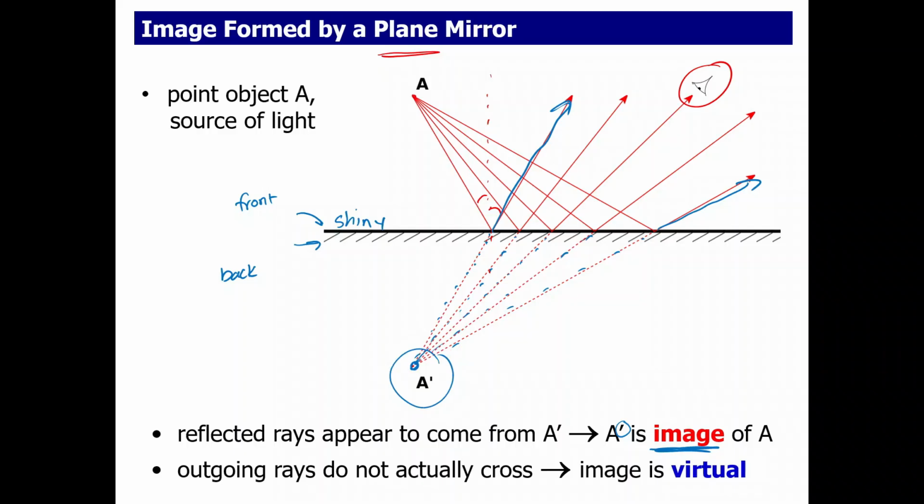Now, because the convergence of the rays, where the rays converge, is actually behind the mirror, we call this a virtual image, because it's not the actual rays that are converging. It's these backward rays that we're tracing back. They're virtual. So we're not actually seeing the object. We're seeing a virtual image of the object, a projection, if you want to think of it like that.